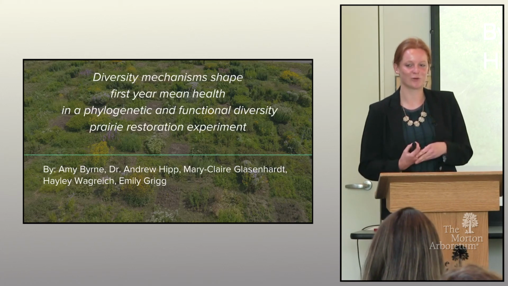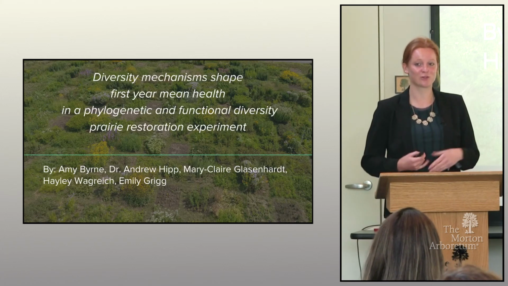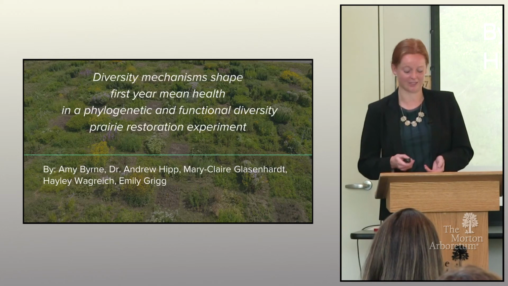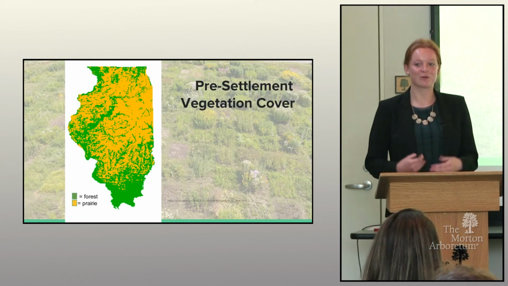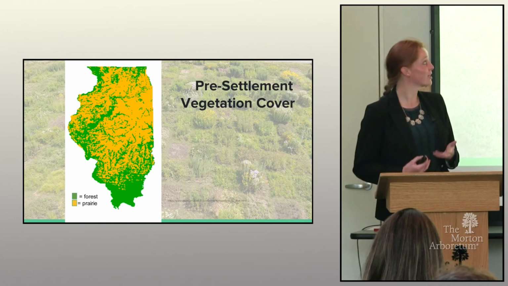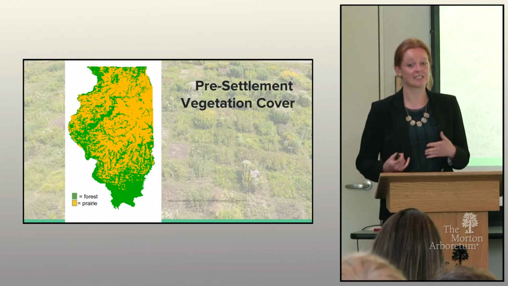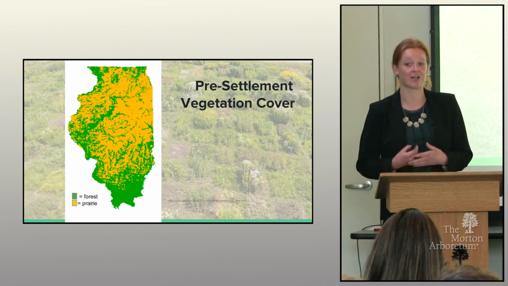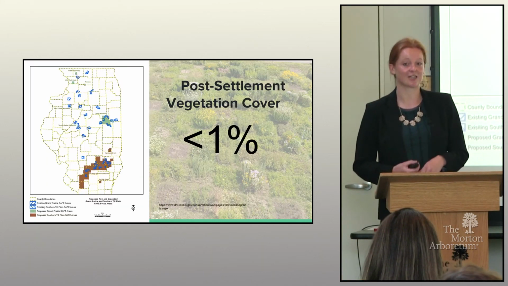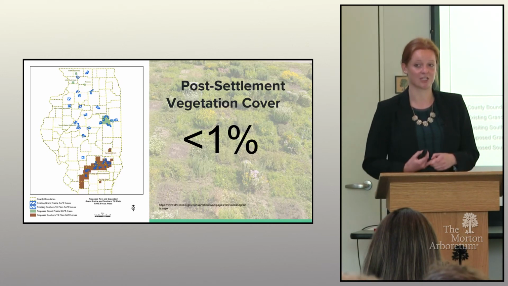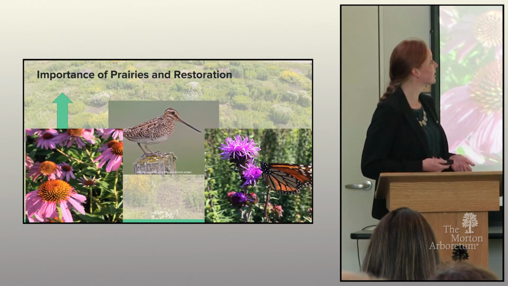About an underutilized tool in prairie restoration and how this tool might affect the mean health of the plants. Prairies are among the most endangered ecosystems. During pre-European settlement, there was around 61% of prairie vegetation cover in Illinois. Post-European settlement and currently today, there is less than 1% of prairie vegetation remaining in Illinois.